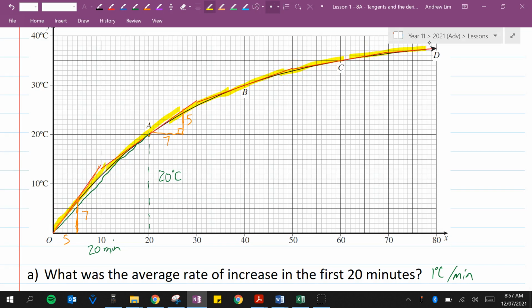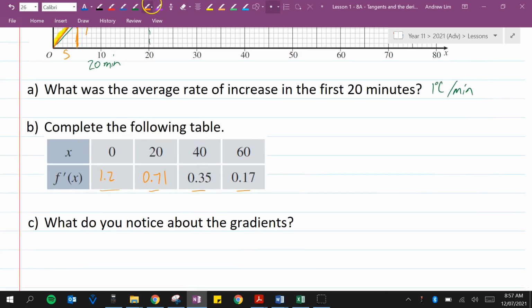So it's increasing, but it's not increasing at a constant rate. If it was, it would be a straight line. It's actually increasing at a decreasing rate. That's why it's forming this curve. If it was increasing at an increasing rate, it would look like an exponential, something like that. But this is increasing at a decreasing rate. So I'm going to say the gradients are decreasing, but still positive.